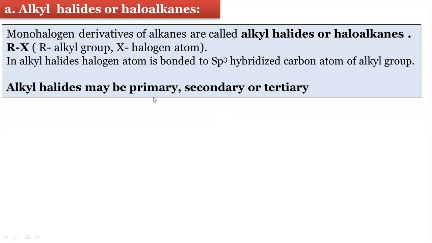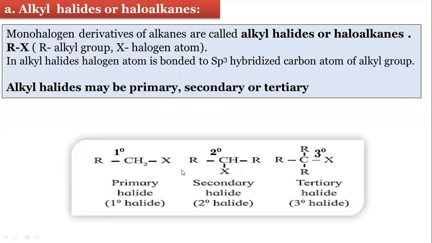Remember, there are 3 types of alkyl halides: primary, secondary, and tertiary. Say this is a primary. Why is this primary? Because this X is attached to a carbon, and this carbon is primary. In 11th standard we already studied what is meant by primary carbon, secondary carbon, and tertiary carbon. Again, I am going to explain here.